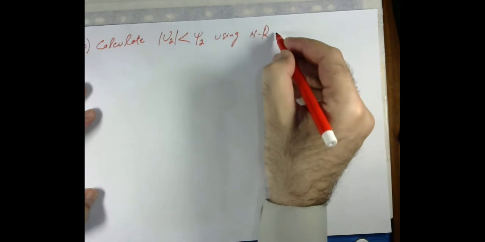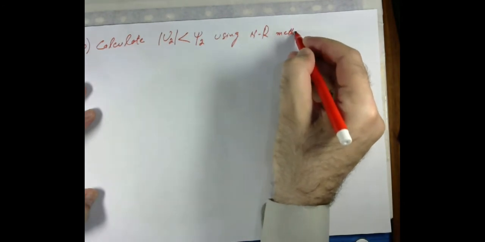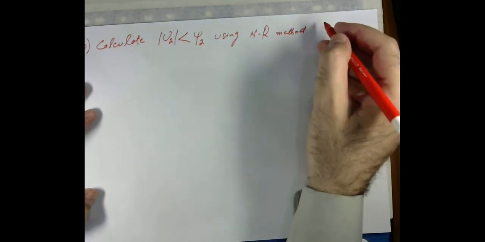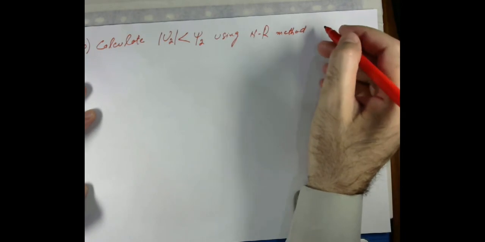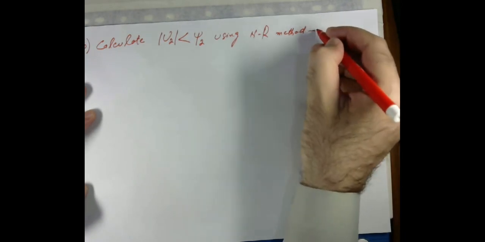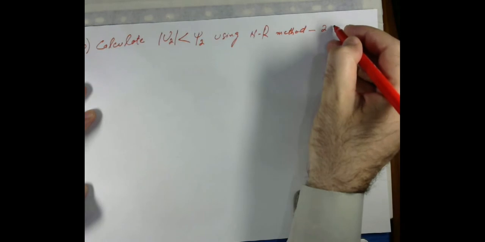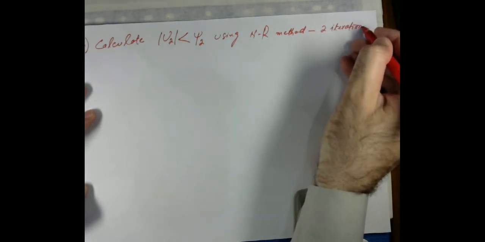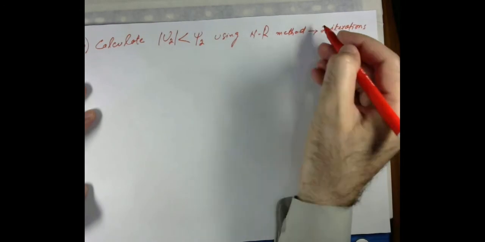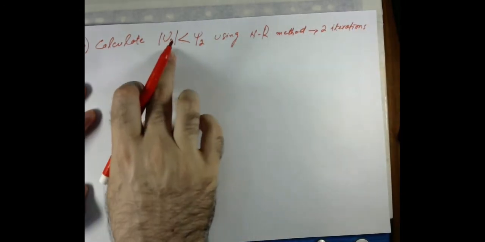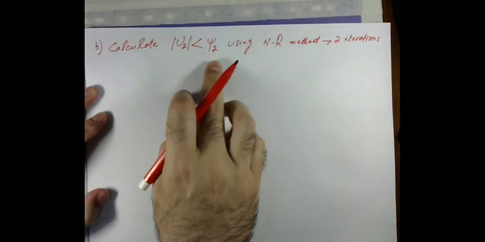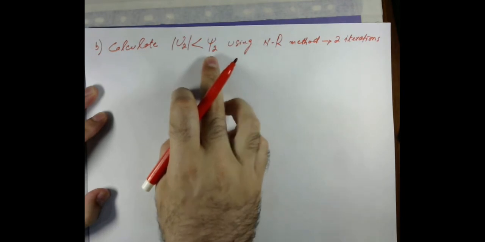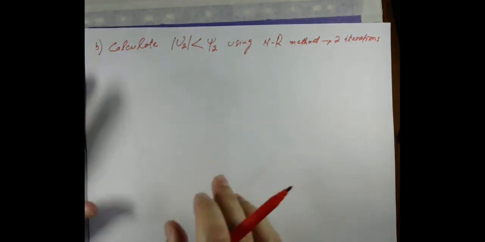Newton-Raphson power flow method. So we will do two iterations. Clear? Two iterations need to be performed, and we have to find the voltage magnitude and the angle at the load bus using this method.